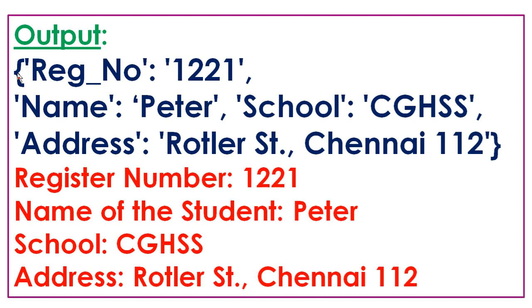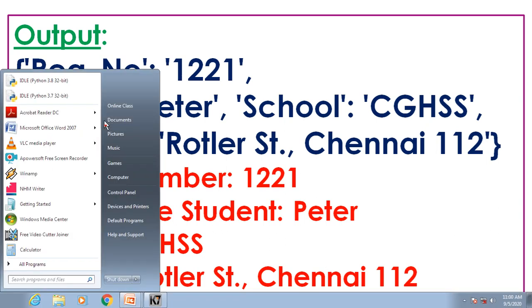Now the output is as follows. In the first print statement, it prints all values of the dictionary: register number, name, school name, address, etc. Individual values are printed by using the four statements: here the register number is printed, here the name, here the school name, and here the address of the school. We are going to see this example by using the IDLE window.